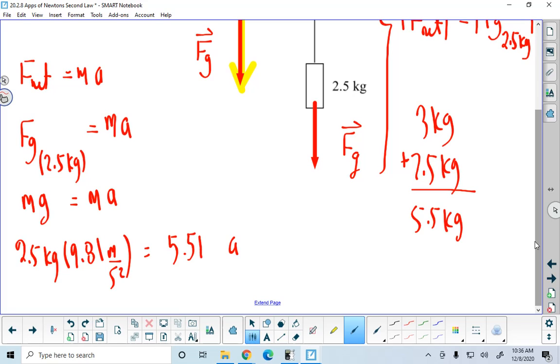Once again, we are in a realm now where you don't just read a question and look for the formula. That doesn't work anymore. You're not going to find a formula on your formula sheet to solve this problem. You have to build a formula, and the formula we build in this particular case is the mass of the 2.5 times g equals the mass of the system times a.